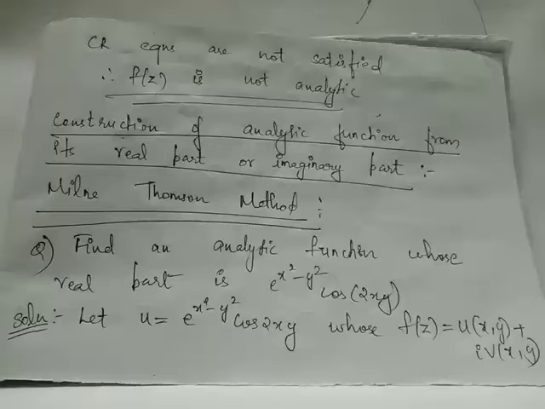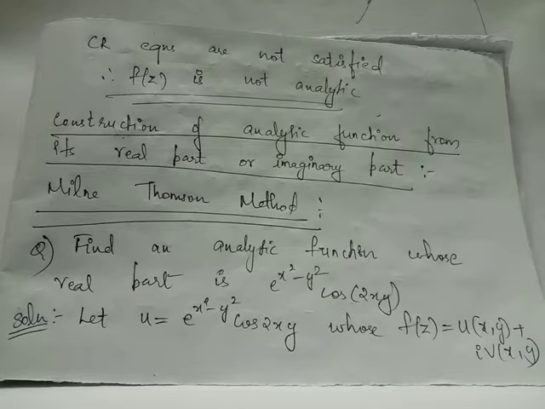Milne Thomson method helps us to construct an analytic function when we are given a real part or imaginary part of an expected analytic function. Let's look at an example. Find an analytic function whose real part is e raised to x square minus y square into cos 2xy.